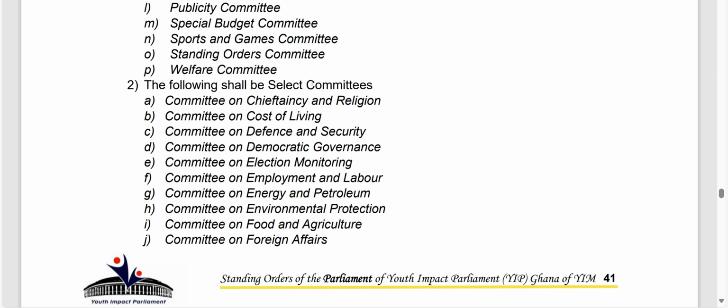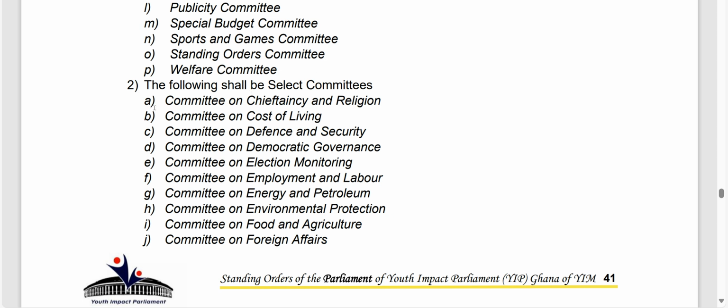We have 18 in number. So you realize that, just look at it, for the standing committees, the name is ending with committee. But for the select committee, the name is starting with committee. That is how you know whether it's a standing or a select committee. So if you listen to the name of the committee, you can tell whether it's a standing committee or select committee. Let's look at the select committees.